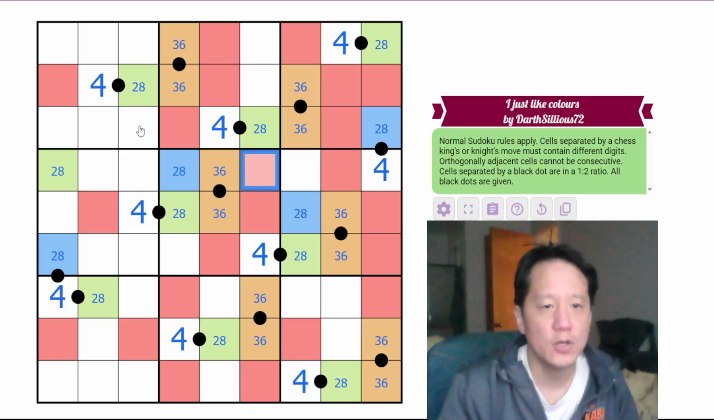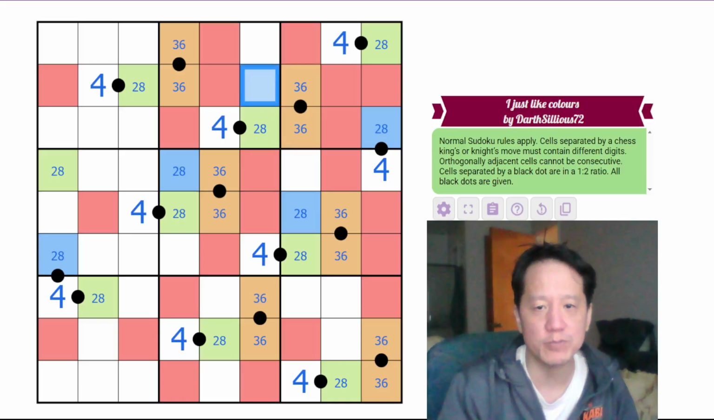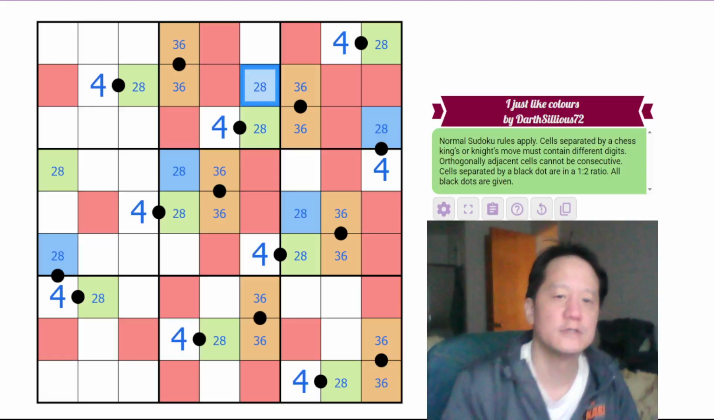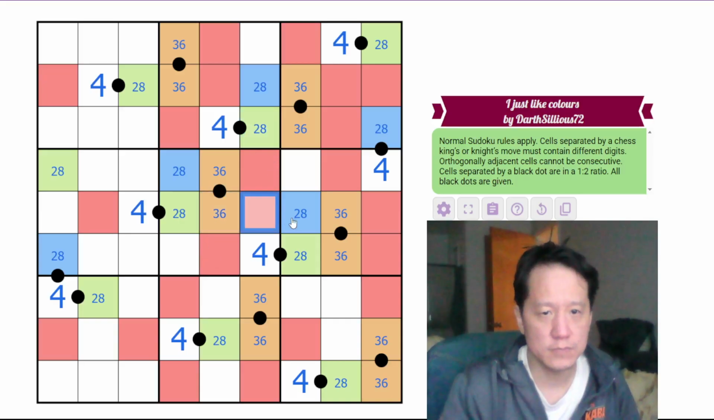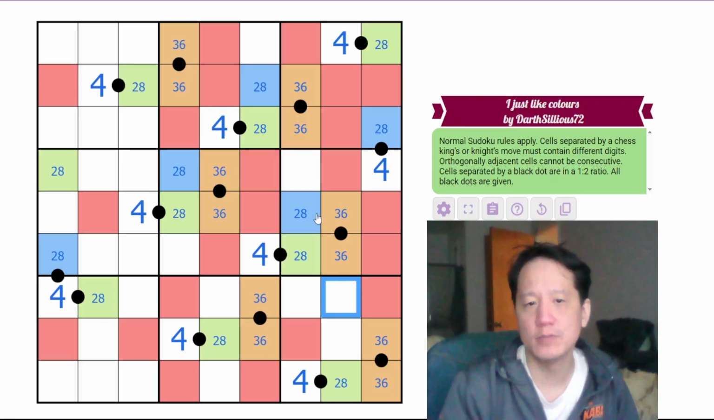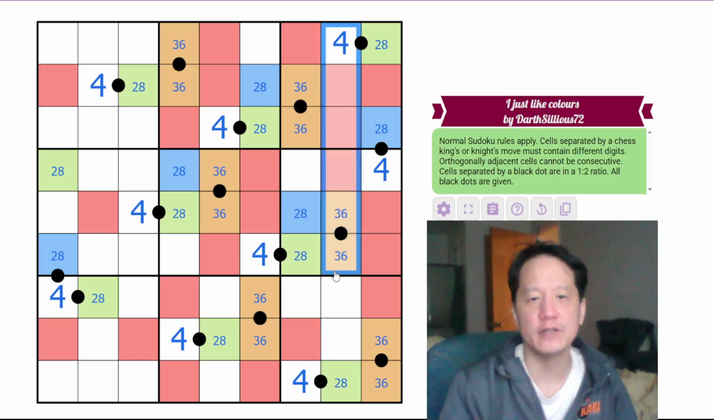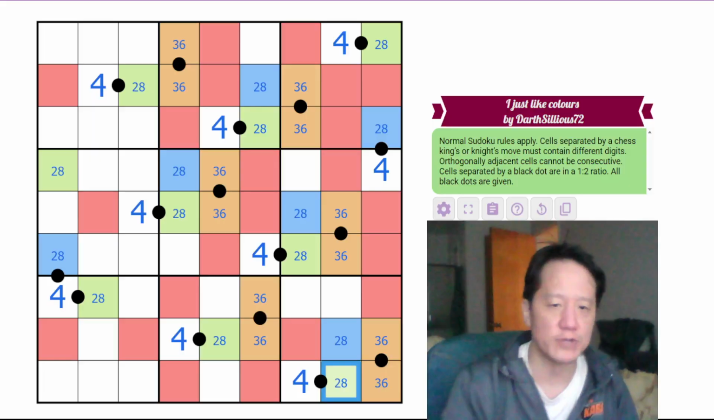Blue cannot be here or here, so it must be one of these 2. That means this can't be blue here, so this must be blue here. And it's 2 or 8. Blue cannot be here because of a knight's move from that cell. So where's blue in column 8? Can't be here because of 8 in the boxes. Can't be here because of anti-knight. So this has to be blue here because this is green guaranteed.